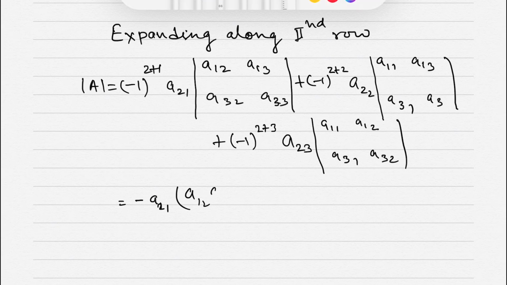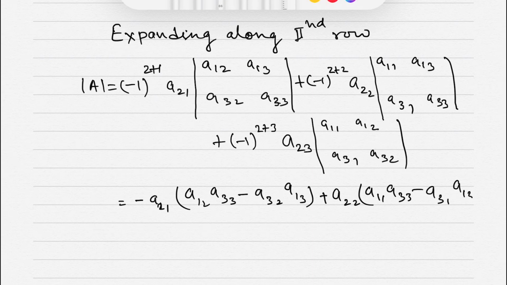Finally, we'll have minus A21 into A12 into A33 minus A32 into A13, plus A22 into A11 A33 minus A31 into A13, minus A23 into A11 A32 minus A31 into A12. So this is the expansion of the given determinant along the second row. Similarly, we can find the expansion of this determinant along the third row, and similarly we can expand it along any column also. Let us see how to expand this determinant along first column.